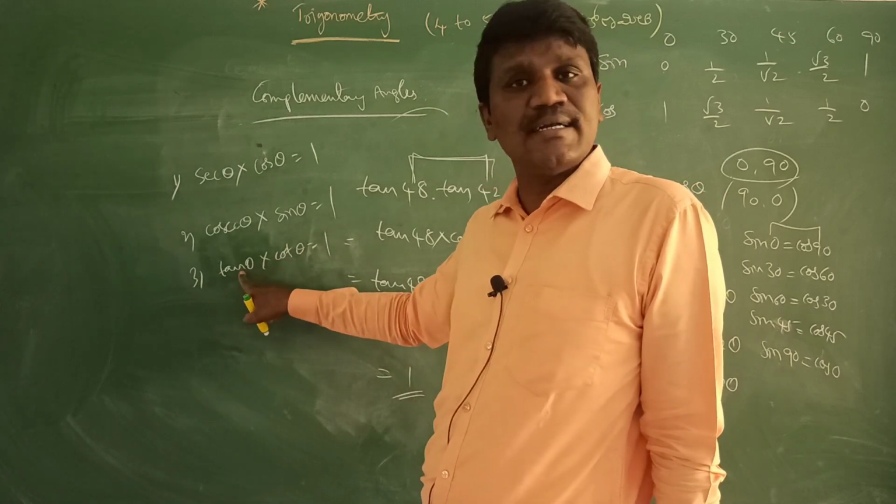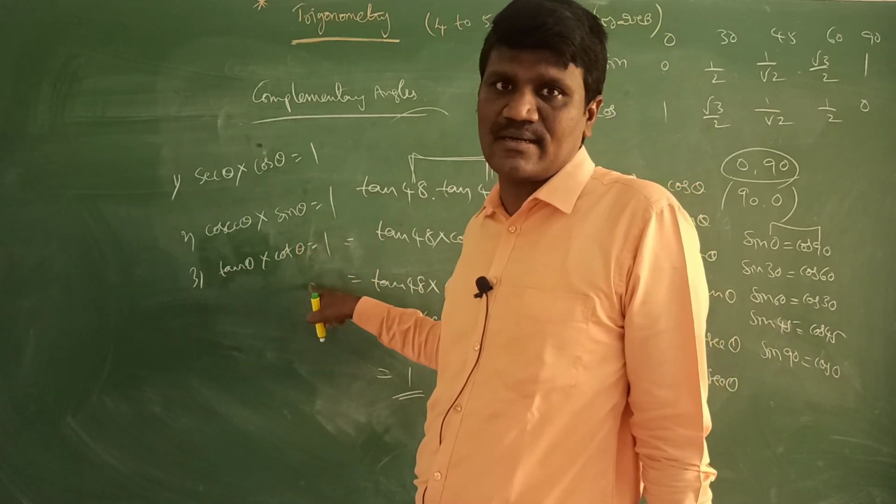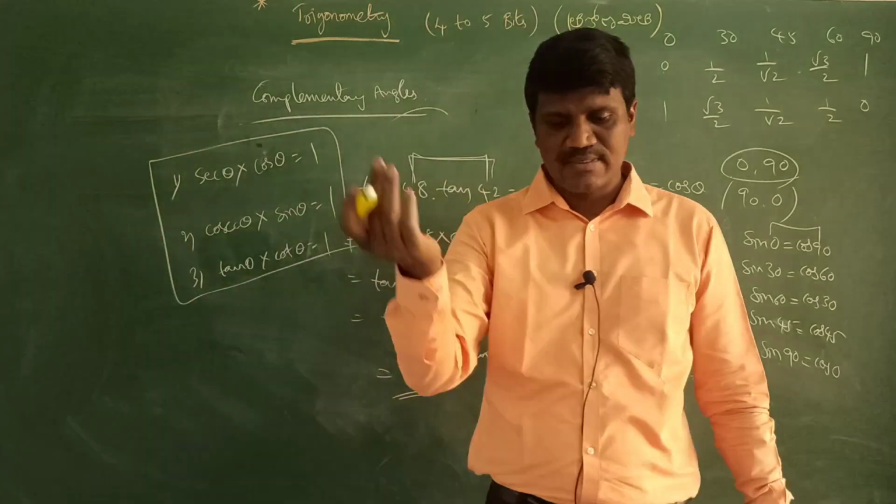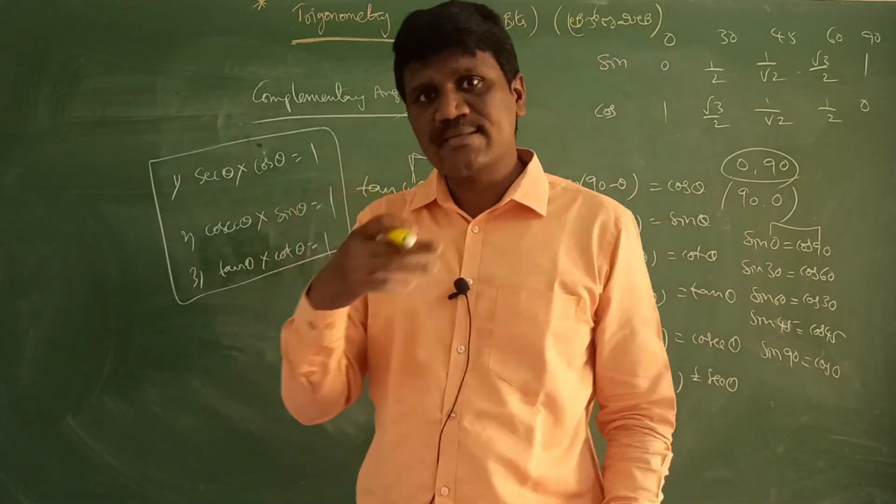Tan theta into cot theta: you can write cot theta as 1 by tan theta. So tan cancels, and we get 1. So these three formulas we will also use sometimes. Okay, next some more formulas.